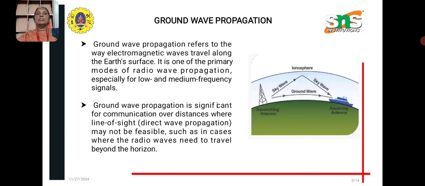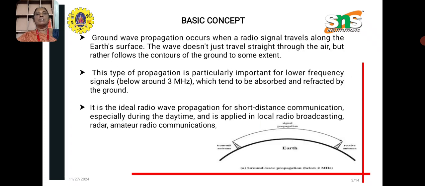So now the first type of wave propagation is ground wave propagation. It refers to the way electromagnetic waves travel along the Earth's surface, and it is one of the primary modes of radio wave propagation, especially for low and medium frequency signals. Ground wave propagation is significant for communication over distances where line of sight, that is direct wave propagation, may not be feasible, such as in cases where the radio waves need to travel beyond the horizon.